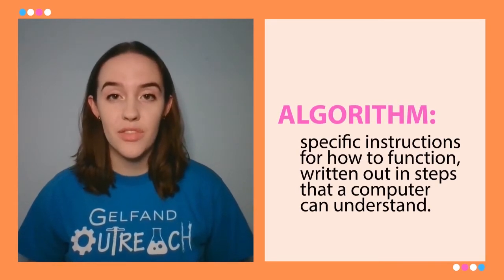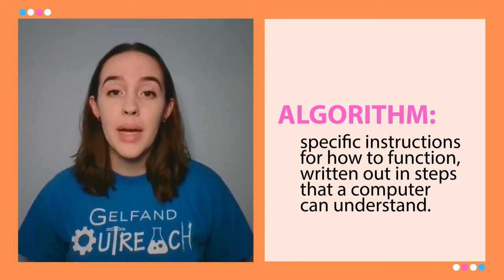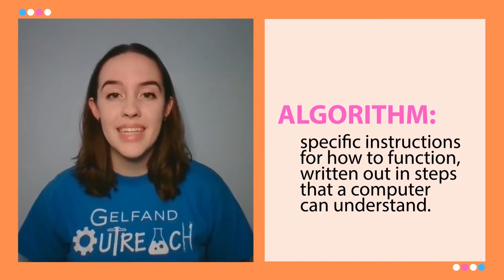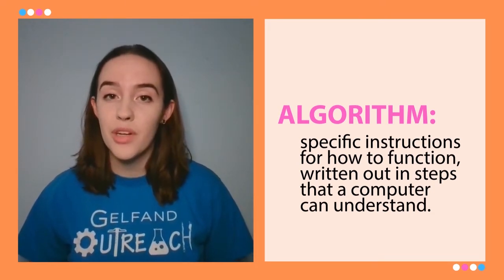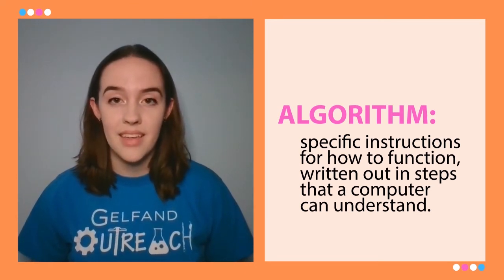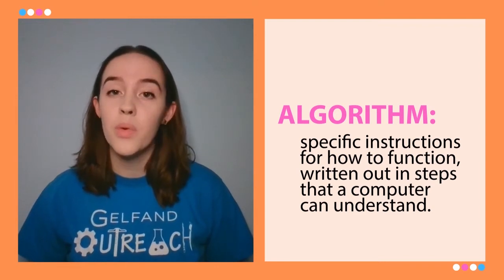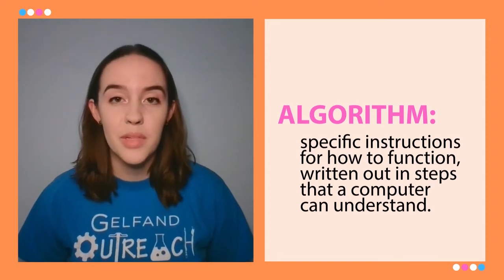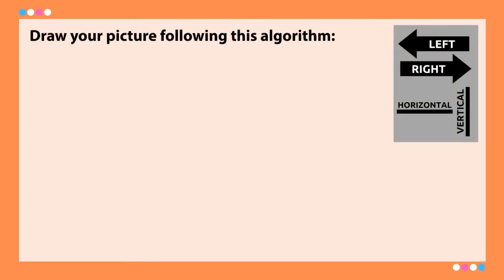Remember that the definition of an algorithm is specific instructions for how to function that are written out in steps that a computer can understand. It might seem easy to write these kind of instructions, but it can be harder than you think. In this activity, we're going to see how well I can communicate simple instructions to you. I've got a drawing here in front of me that you can't see, and I'm going to tell you how to draw it, which you should follow along and do on your Activity 3 worksheet. Then, we'll see how similar our drawings were. As soon as you have your Activity 3 worksheet ready to go, here are your instructions.